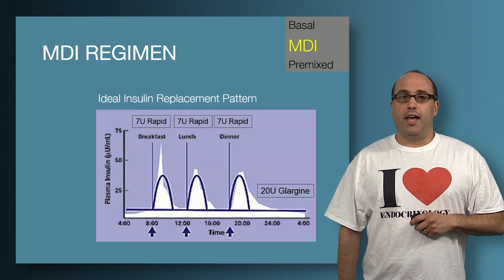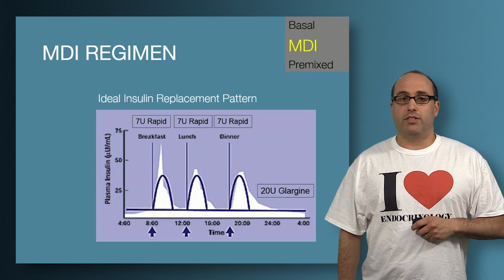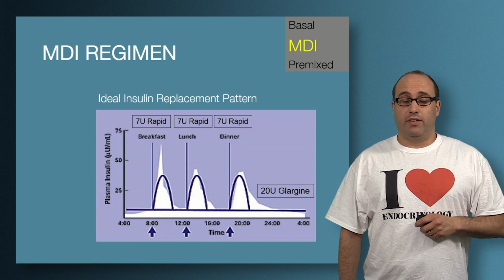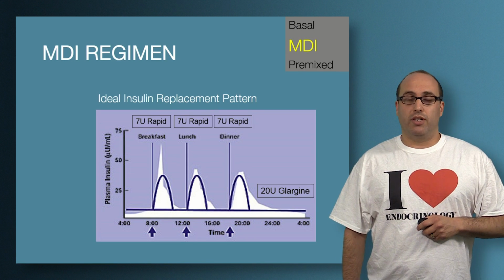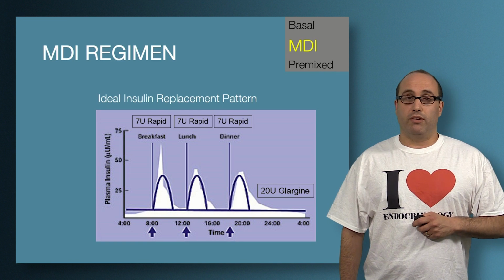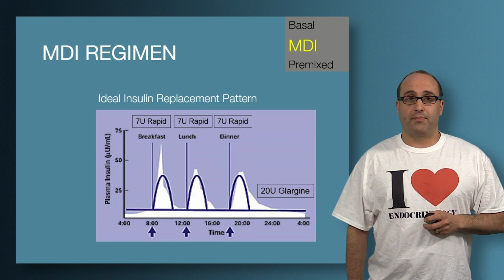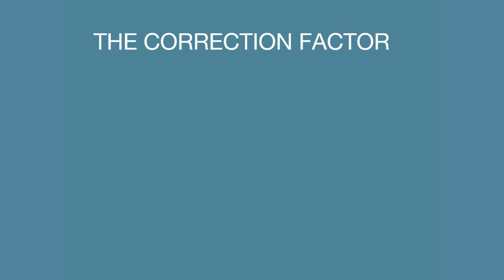This is what an MDI insulin regimen looks like. Often it requires 4 injections or more of insulin a day: one injection in the evening, in this case for 20 units of glargine, and an injection of insulin with each meal. If someone has a high blood sugar before a meal, they'll need to take extra bolus insulin in addition to the prescribed amount in order to correct for this.